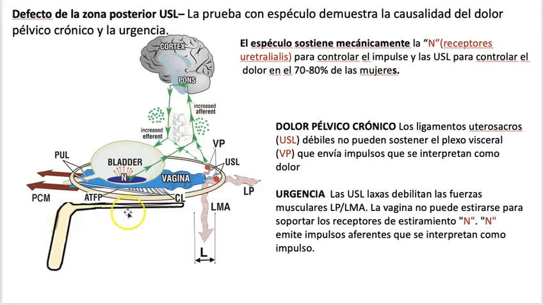The speculum also supports the stretch receptors, the urothelial stretch receptors, so that when the hydrostatic pressure comes down on these, it stimulates them to send impulses to the brain, which are interpreted as urgency. And these can occur with looseness either in PUL or in USL.